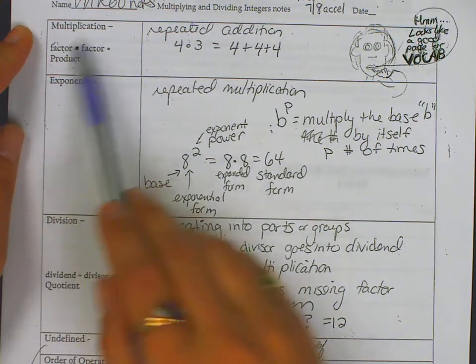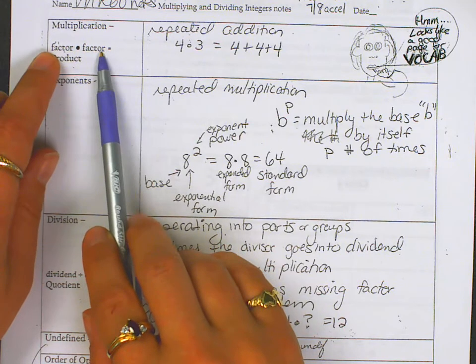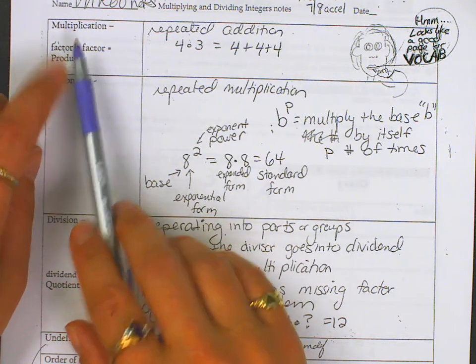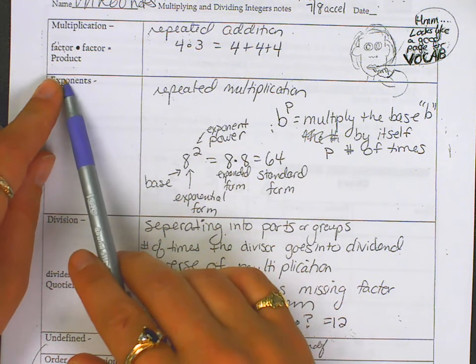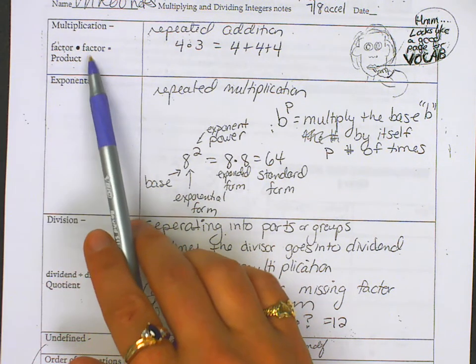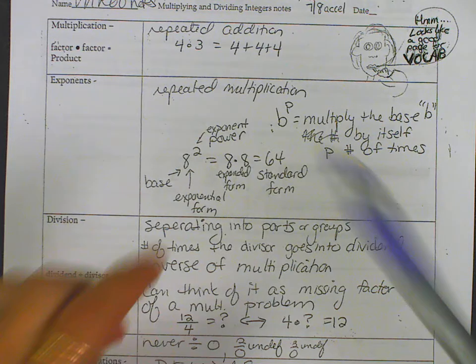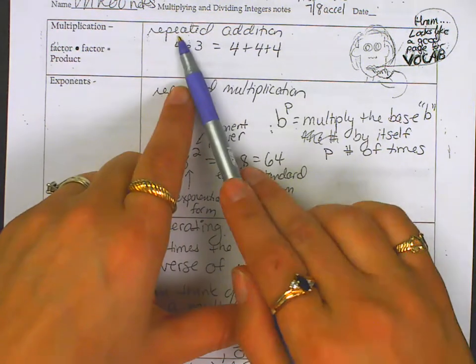Multiplication. When you multiply numbers, those numbers you multiply together are called the factors. The answer to the multiplication problem is called the product. And the reason why I did the adding and subtracting chapter before I did multiplying and dividing is because you need to know how to add before you know how to multiply, because multiplication is repeated addition.